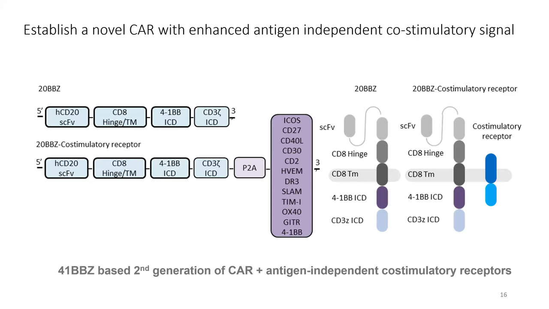To this purpose, we use CD20 as the target. We established the CD20 targeting CAR, using 4-1BB and CD3 zeta as the intracellular domain. This is called 20BBZ CAR T cells. And then we linked this CAR with a self-cleaving P2A peptide followed by 12 co-stimulation receptors. In this design, the CAR and the co-stimulation receptors were separately expressed on the cell surface of the T cells.